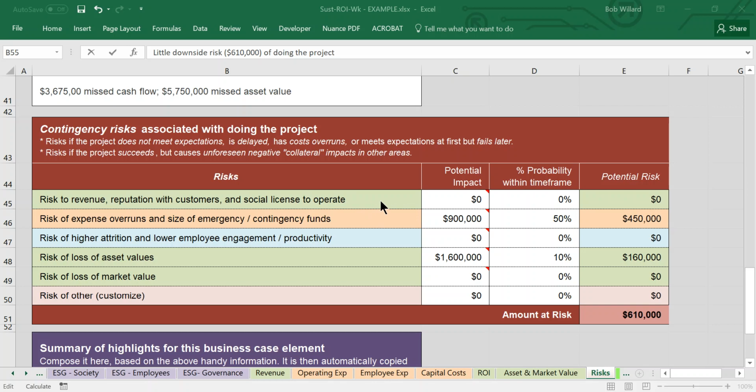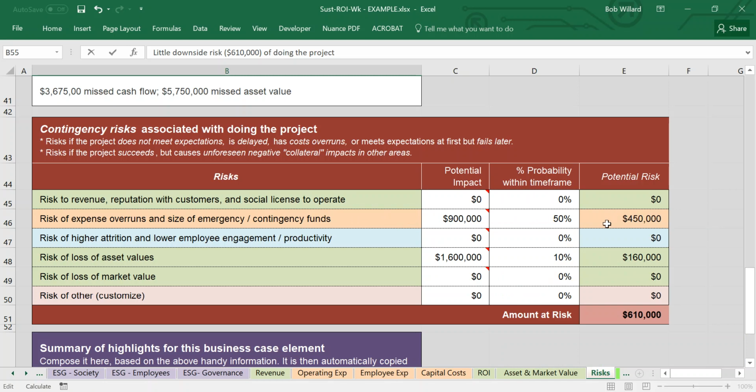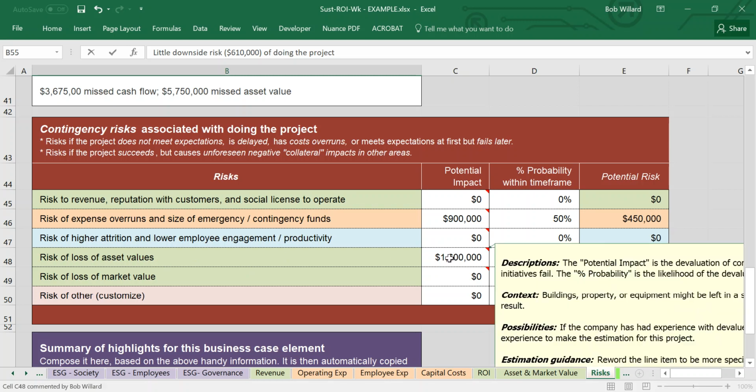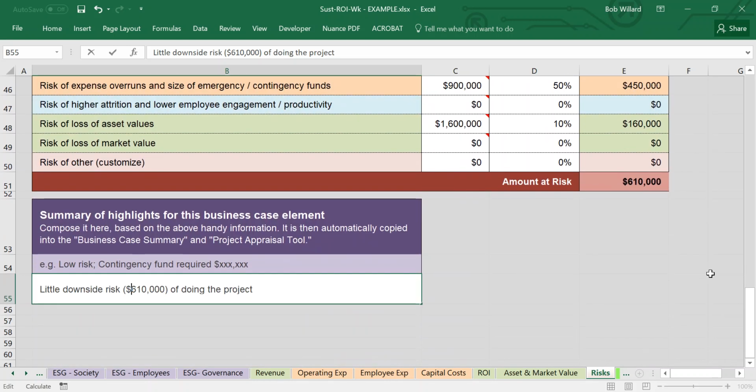Many of these may have been thought of before as you were doing the other parts of the business case, filling in those worksheets. So they may be zero. In the case of contingency funds, you might allow for that, maybe a 50% probability that you're going to need it. Then that ends up with half of the 900,000. Loss of asset values, when you're doing a retrofit, things could go badly wrong, and you may actually decrease the value of the building. On the other hand, you're using companies that know what they're doing to do the retrofit, so the chance of that's pretty low. So it's only that. The overall amount at risk of doing the project is only about $610,000. So relative to the other things that we've been looking at, that's a relatively low amount. And the summary of that particular risk can be something like this.